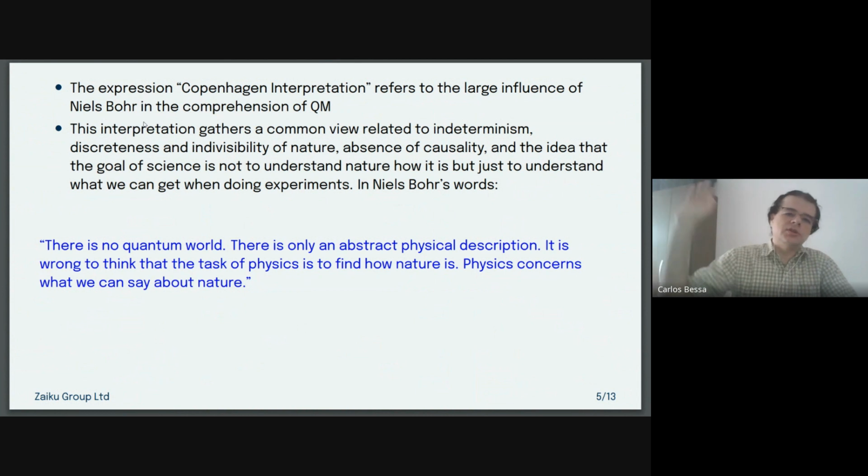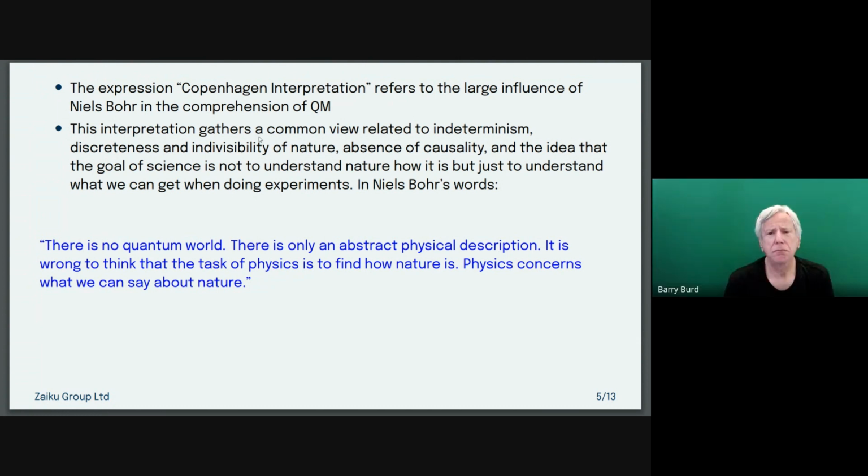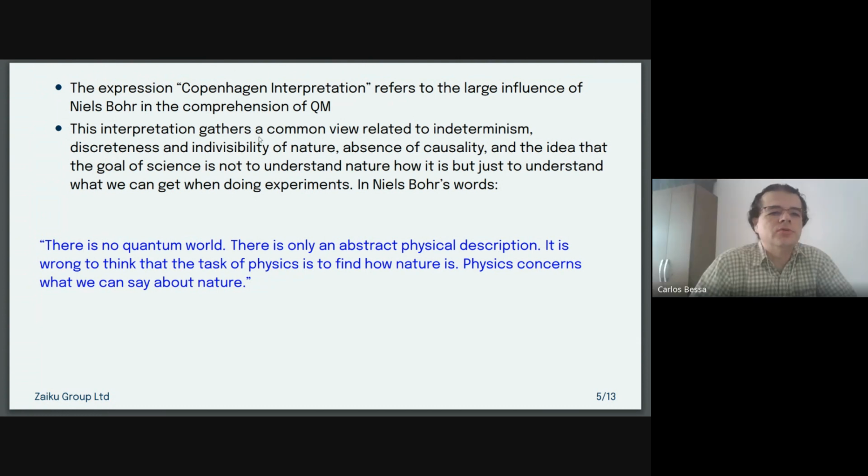And then during the comprehension of quantum mechanics, when the theory was complete in the late 20s, he was very influential in the interpretation of quantum mechanics. That's why this type of interpretation is the most famous till today, the most adopted in quantum mechanics textbooks. That's why it's known as the Copenhagen interpretation.